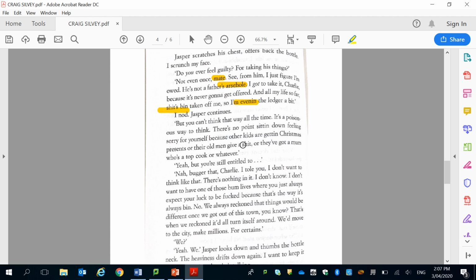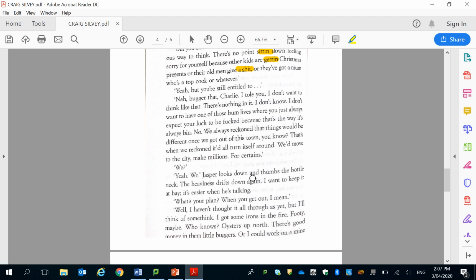But you can't think that way all the time. It's a poisonous way to think. There's no point sitting down feeling sorry for yourself because the other kids are getting Christmas presents, or their old man gives a shit, or they've got a mum who's a top cook or whatever. Yeah, but you're still entitled to.